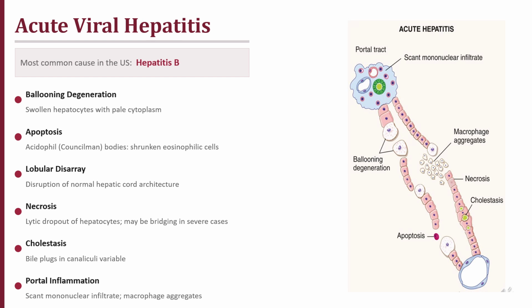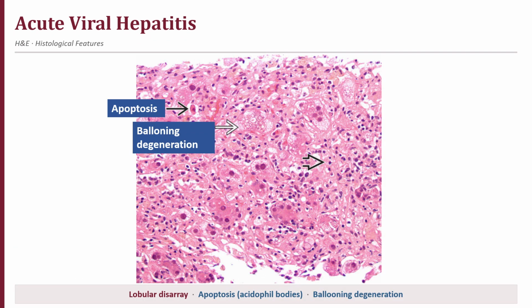Now, morphologically, we will see mild changes, that is, some mononuclear cells infiltrating the portal tract. Maybe we can see some ballooning degeneration, necrosis, or cholestasis. Although these changes are mild, they will cause disruption of the architecture, known as lobular disarray.